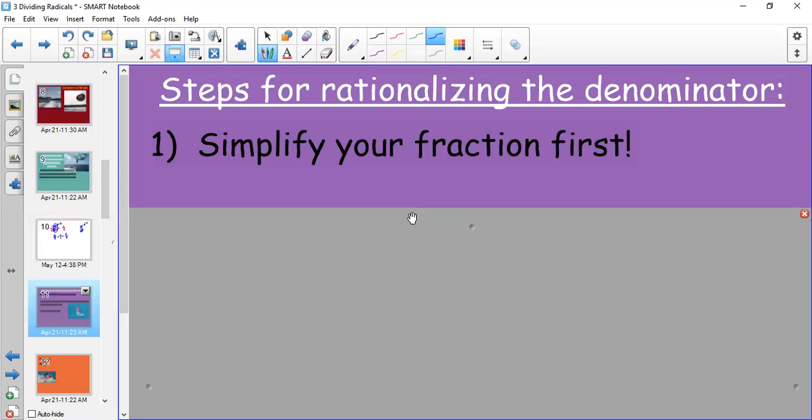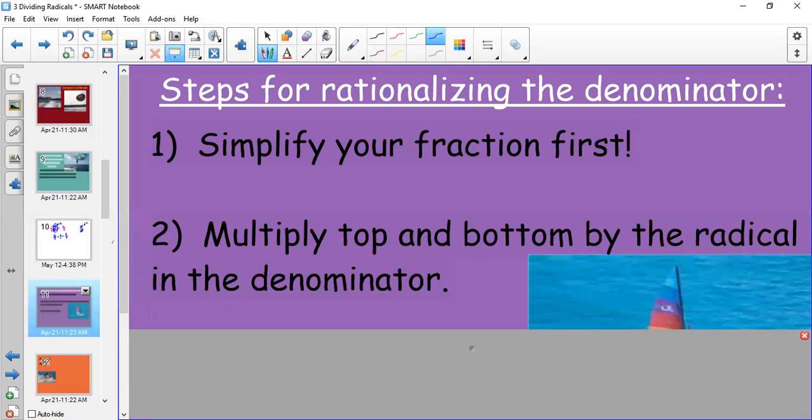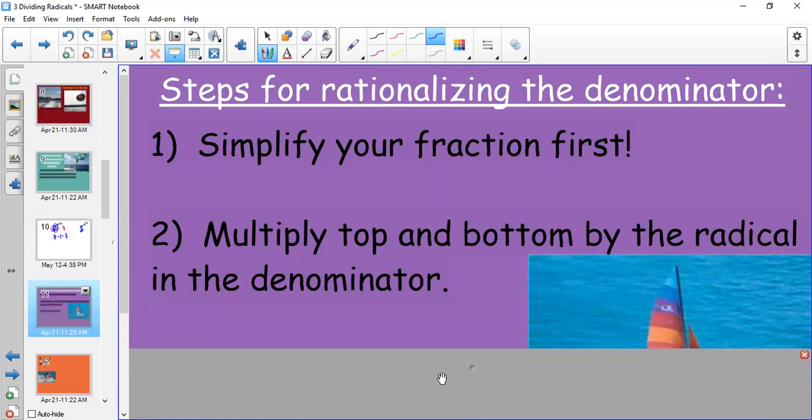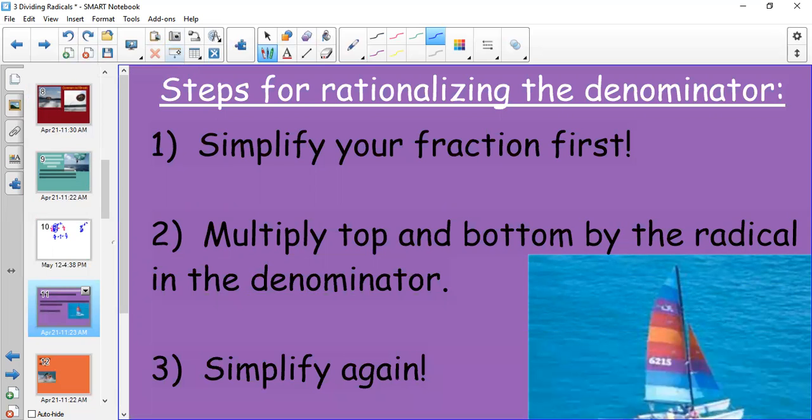Step 1, we always simplify first to see if we can work with smaller numbers. And who knows, maybe if we simplify, we'll get a perfect square in the denominator and we don't have to rationalize the denominator. Step 2, we are going to multiply both the top and the bottom by the radical in the denominator. Now there's a bunch of different ways of doing these problems, so it's kind of difficult to cover all the different ways, but I'll do my best to show you different options. Step 3, we're going to always check and see in the end, can I simplify again?